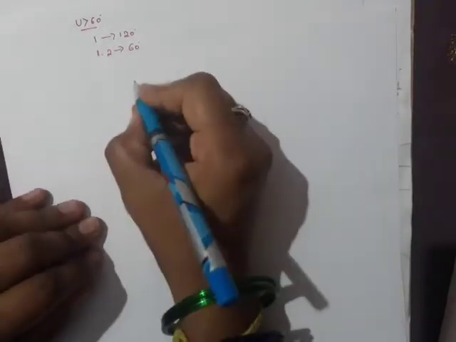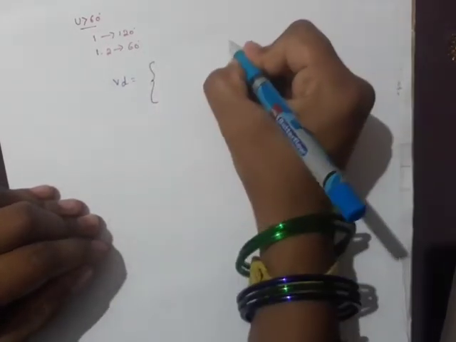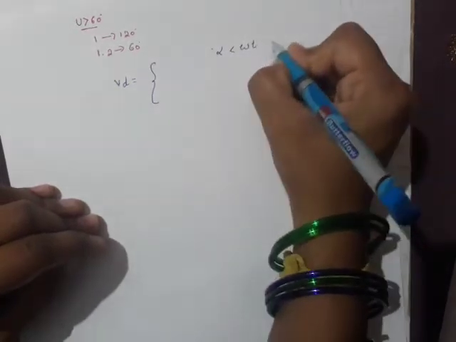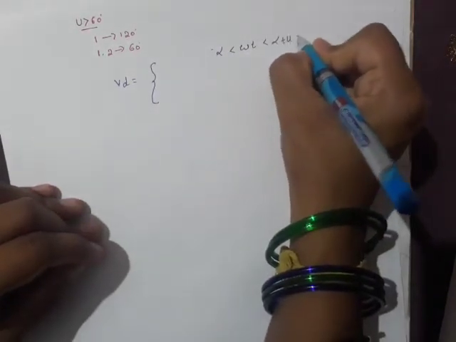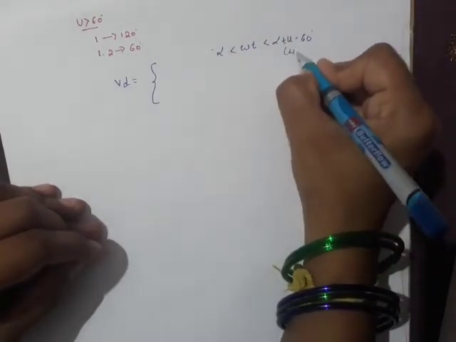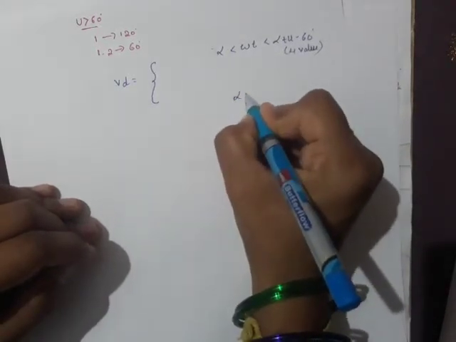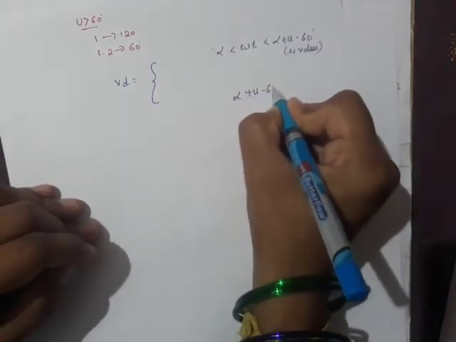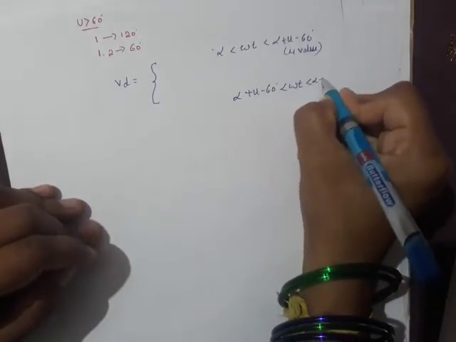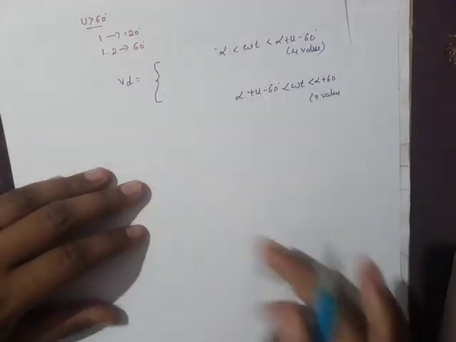U greater than 60 degree. So I will write for Vd, output voltage. For the duration, first duration is omega t less than alpha, from alpha to alpha plus u minus 60 degree. Just now we have taken a 4 valve conduction. And another one is from alpha plus u minus 60 degree less than omega t to alpha plus 60 degree. This is 3 valve conduction. Now we need to write the output voltage.